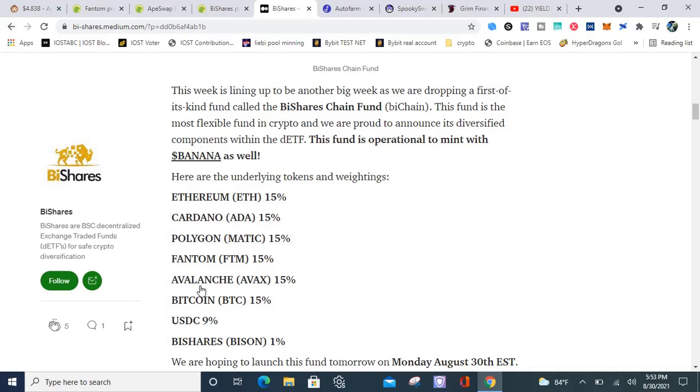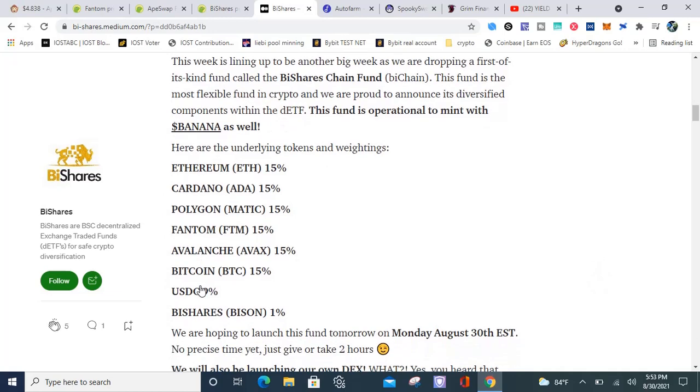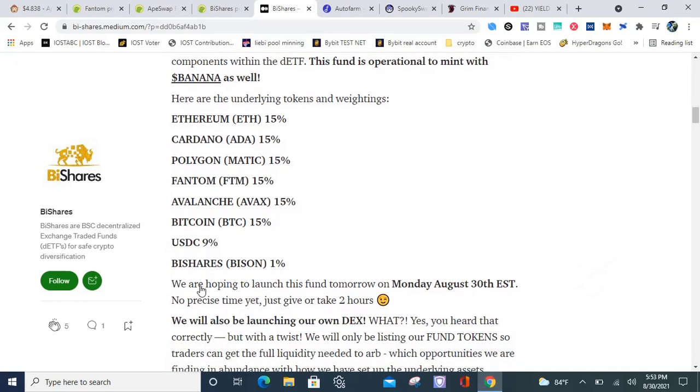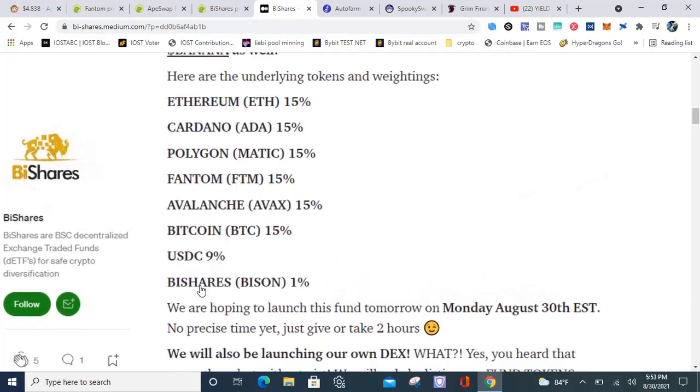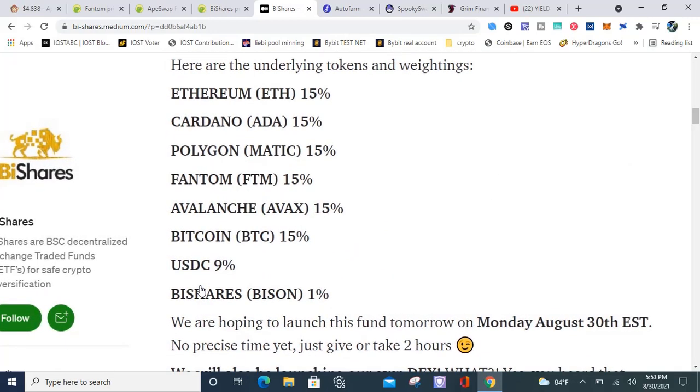They say they're proud to announce its diversified components. This fund is operational to mint with Banana as well. That's a function of the platform. Usually you would deposit BNB, but they're saying you can deposit Banana token as well to get into this fund. So here are the underlying tokens. Let me blow that up so y'all can see that. Ethereum, Cardano, Polygon Matic, Fantom, Avalanche, Bitcoin, USDC, and of course BuyShares.